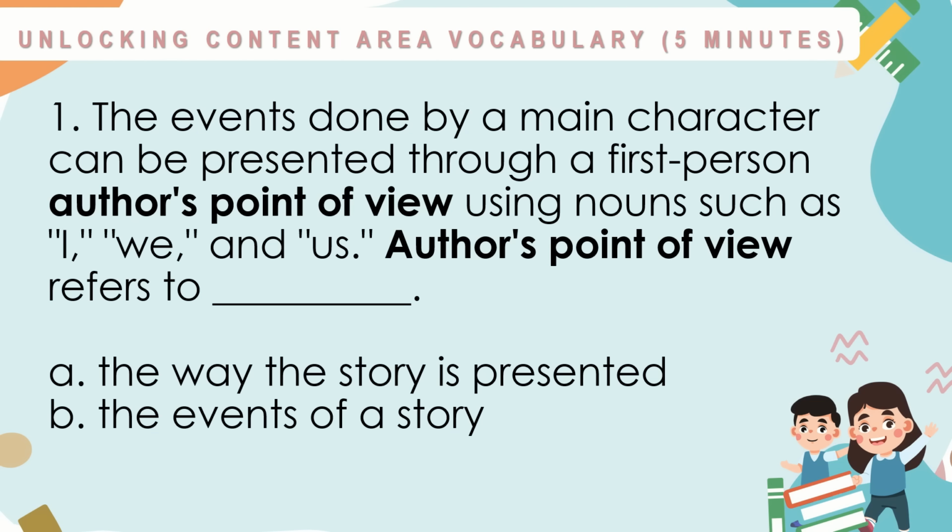Number 1. The events done by a main character can be presented through a first-person author's point of view, using nouns such as I, we, and us. Author's point of view refers to blank. A. It is the way the story is presented. B. The events of a story.